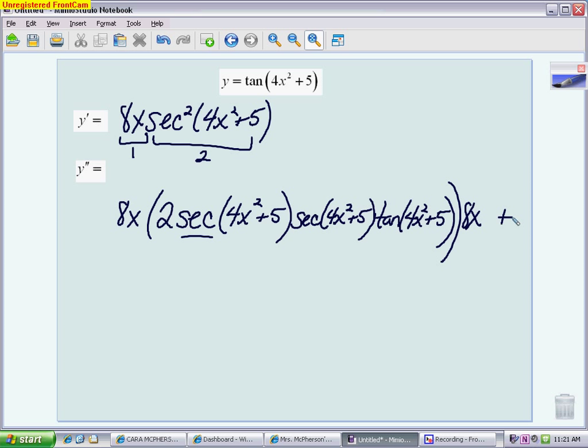So this huge piece that you're looking at is all one term. Everything in there can be multiplied together and simplified. We'll do that in a second. Now I need to finish the product rule. So the rest of the product rule is the shortest part. It is just the second, which is the secant squared, 4x squared plus 5, times the derivative of 8x, which is 8, so I'm going to put it in front.